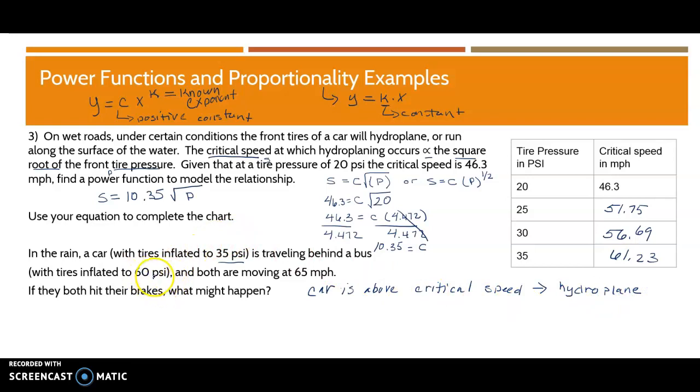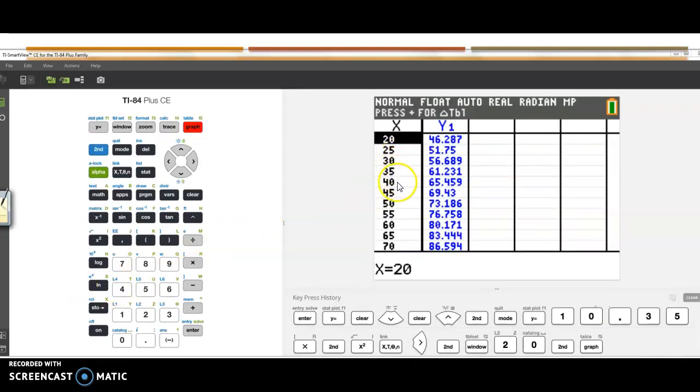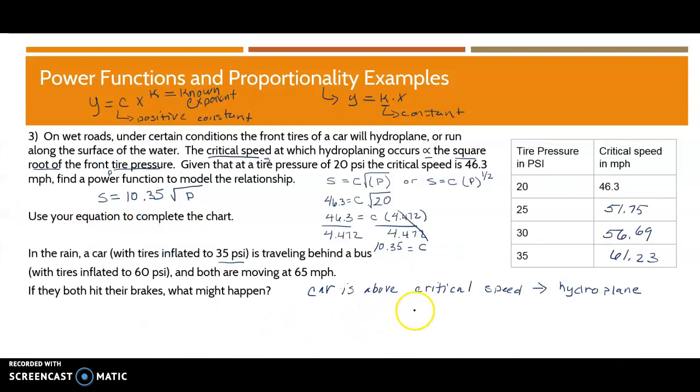What about 60? Well, we had put all this data in our graphing calculator. Well, not all the data, but the equation. So let's just go look that up. So I have 60 here as my pressure, and that gives me a critical speed of 80.17. So the bus is below critical speed, which means when it applies the brakes, it will stop.